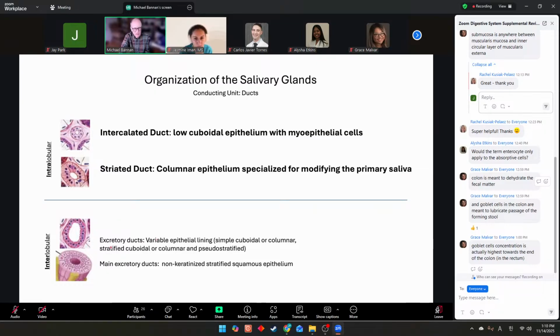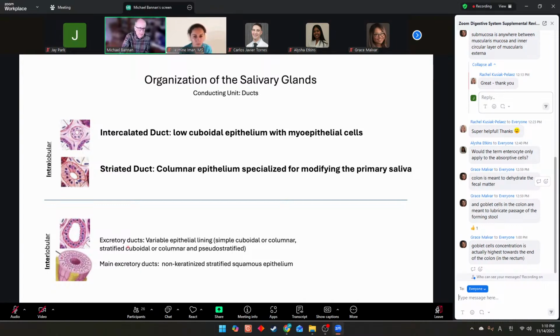The interlobular ducts are larger excretory ducts that are lined by a variable component of epithelium. You can almost have any type of epithelium lining these ducts: simple cuboidal or columnar, and then stratified linings that can be cuboidal or columnar or pseudostratified. The main excretory ducts, the largest ducts in the duct system, can become stratified squamous when they reach very, very close to the terminus of the duct. When it gets very close to the oral mucosa, it can be lined by non-keratinized stratified squamous epithelium.